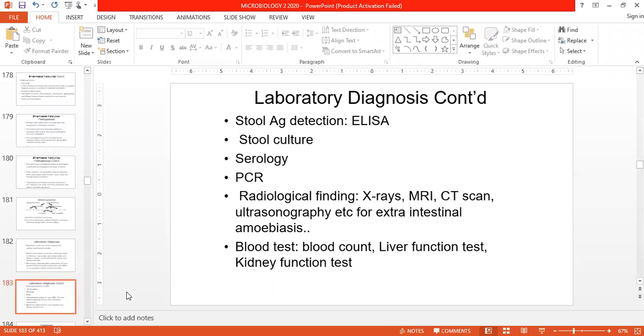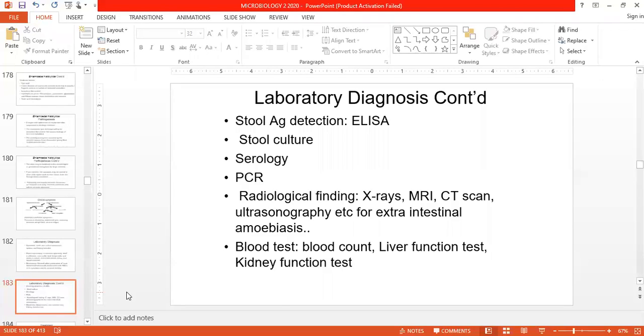So you can do your culture, but as usual, the gold standard is PCR, though it's expensive and not common. Then if you are looking out for disseminated infections, you'll be doing your imaging to see the structures of the organs involved.